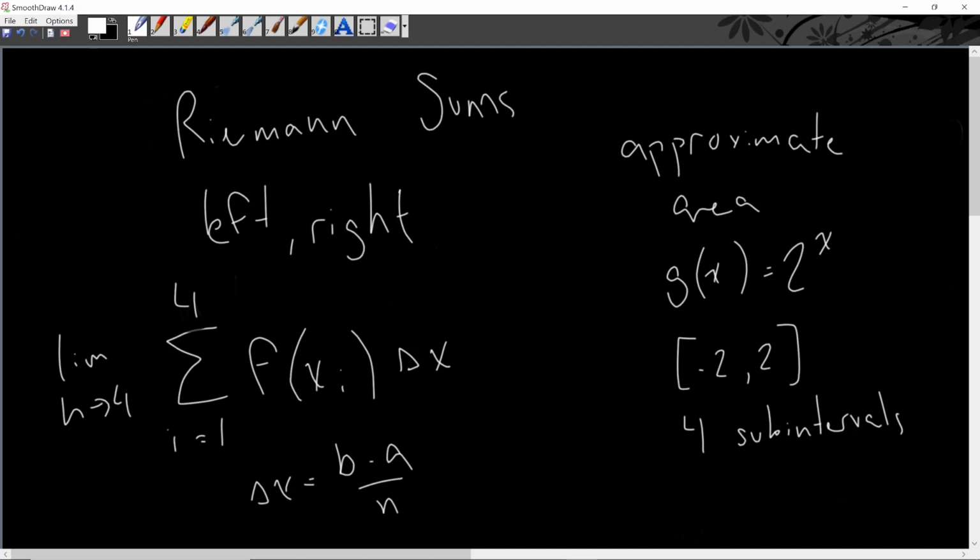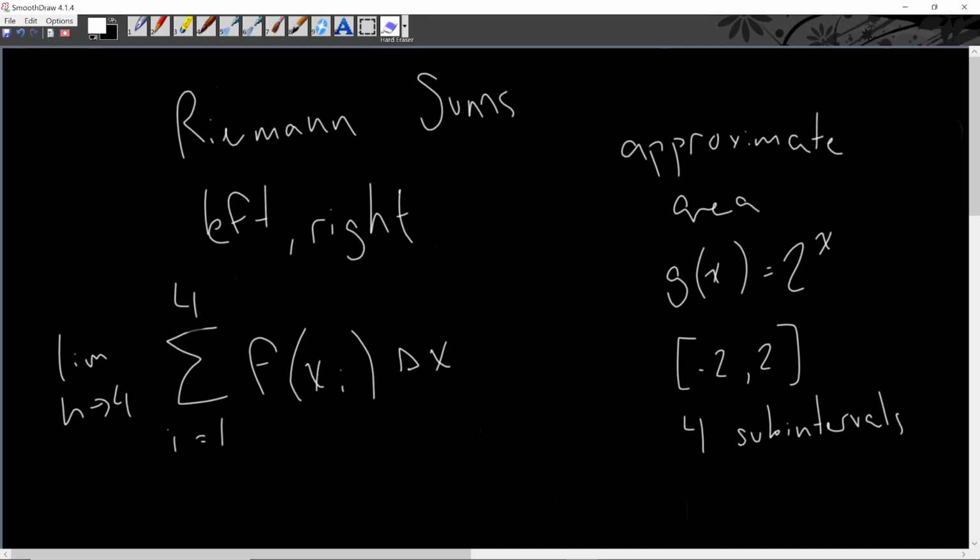So from here, let's do this change in x idea. We have b is equal to 2, and then a is going to be equal to negative 2. So we have 2 minus negative 2 all over n, which is equal to 4. So the 2 minuses become positive, so 2 plus 2 is 4 over 4, which is going to be 1, which means that our change in x is going to be 1 unit.